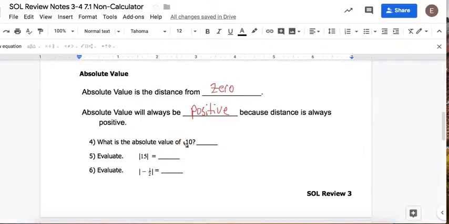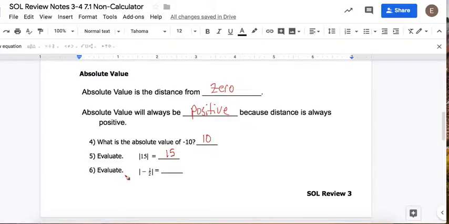So what is the absolute value of negative 10? How far is negative 10 away from 0? It's 10 places. So the absolute value of negative 10 is positive 10. Now in number 5, I'm using the symbol, and the symbol here means absolute value. So what is 15's distance from 0? And of course it's 15, because absolute value is always positive.